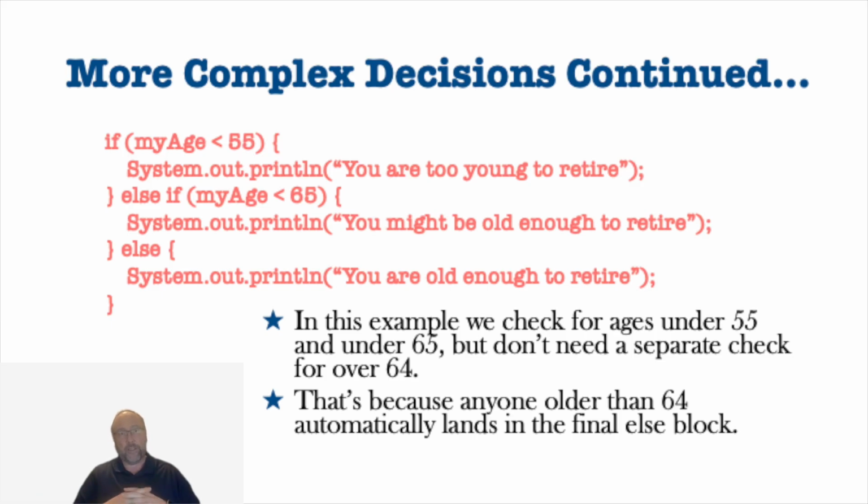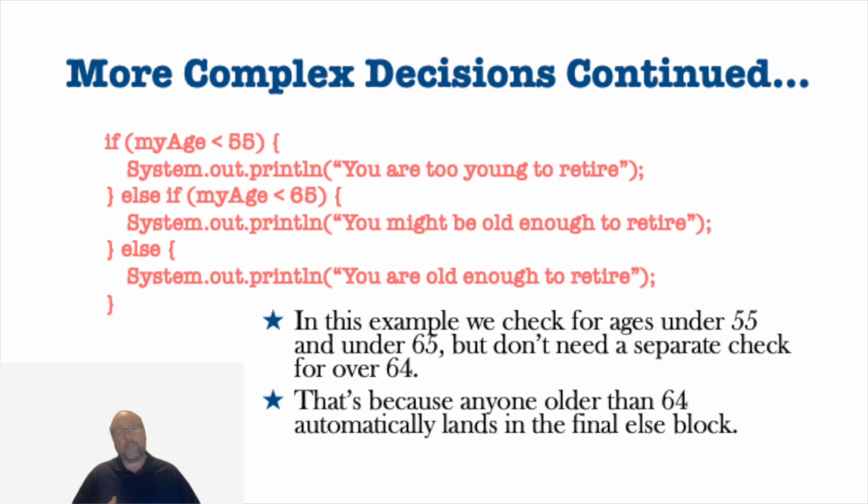So if we look at this a little bit, the first block here, or the first expression, let's say that I'm 70 years old. If I'm less than 55, that's going to be false. Then I come to the second, the else if, and I come to this logical expression. If my age is less than 65, that's also going to be false. So I would get the line that says, you are old enough to retire.